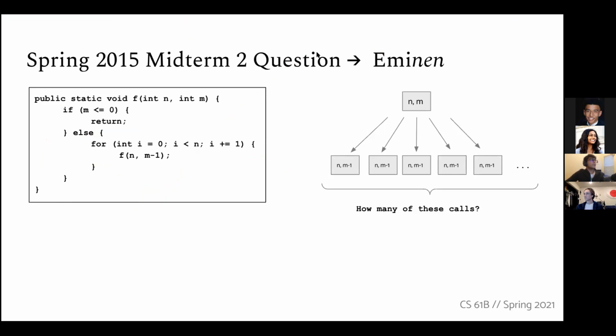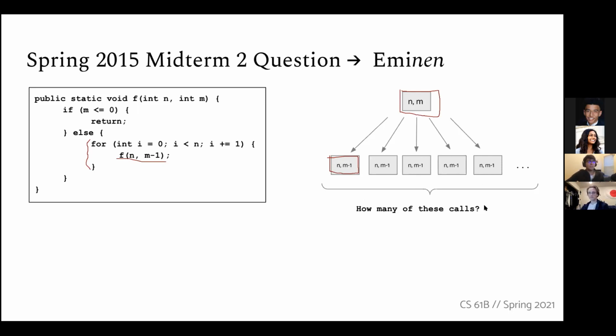Okay, so like I said, the recursive tree really helps here. Once we start with the input case that we have, which is just N and M, what do we realize? Well, for every single iteration in this for loop, we're creating a new recursive call. Each one has the same value of N, like I said, but M is decremented. So these are going to be my children in this recursive tree.